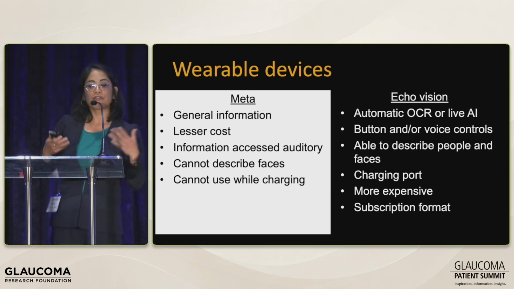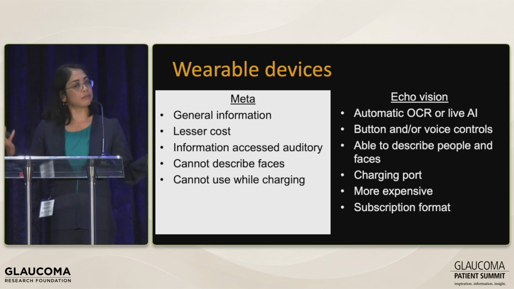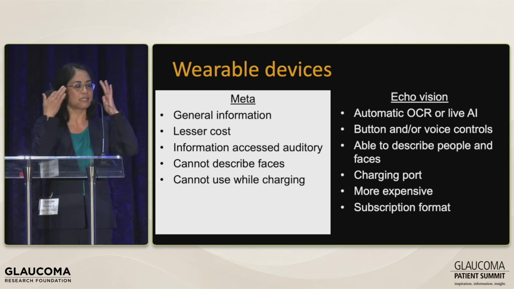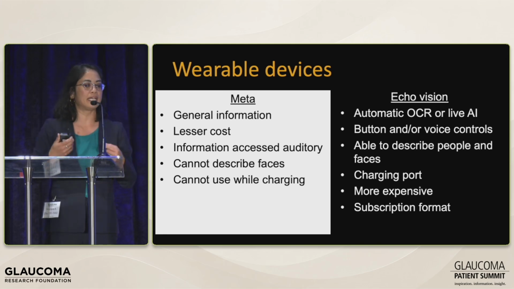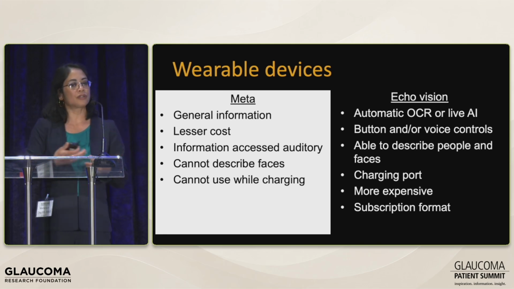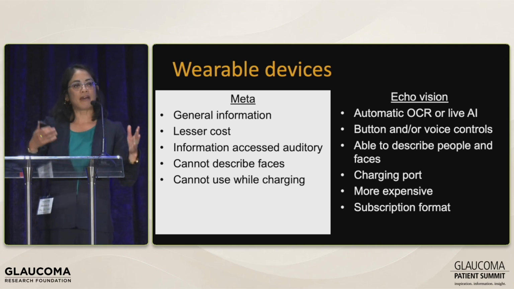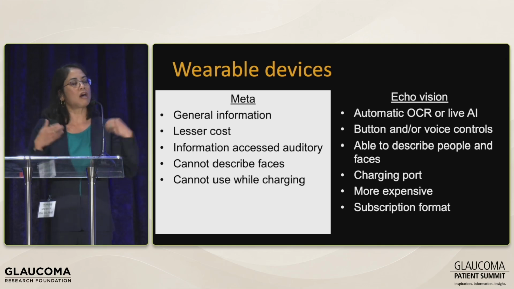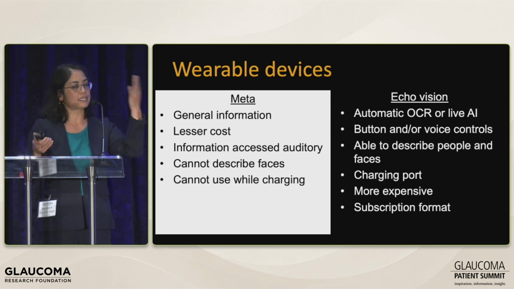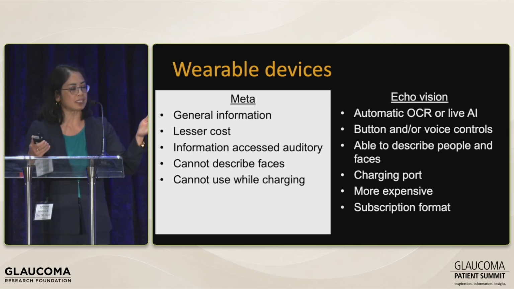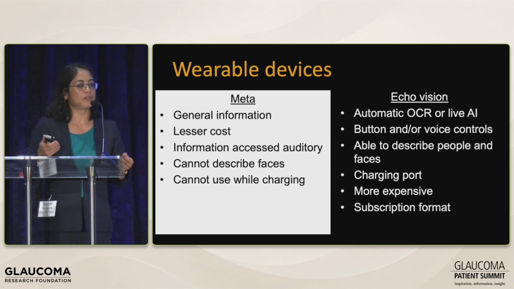EchoVision is a low vision company that's using similar technology to the Meta glasses. So it has a similar type of frame with the camera involved in it. But it is really geared to the low vision community. So you can have it actively always doing optical character recognition or text-to-speech for you. So you don't have to direct it to read a menu. It'll just start doing it. You can activate the AI component as well.